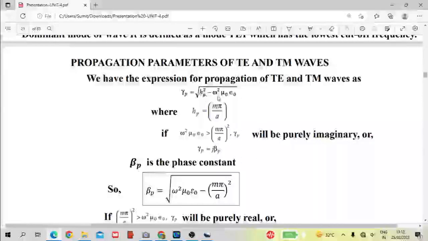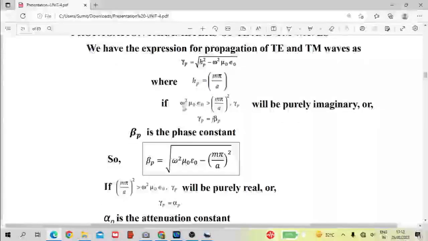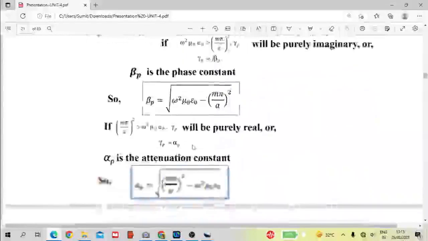Now depending upon the relative magnitude of hp and this omega square mu epsilon, we can have various cases. It is understood that if this term is greater than this term, m pi by a whole square, then gamma p will be purely imaginary. Purely imaginary means phase constant exists, which is given by this relation. From this equation you can get it, and naturally purely imaginary means attenuation will be 0.